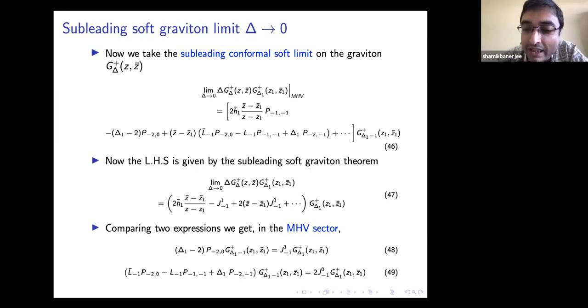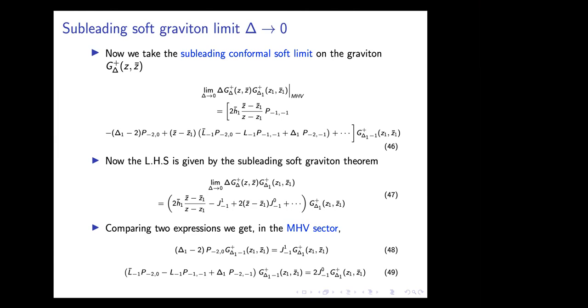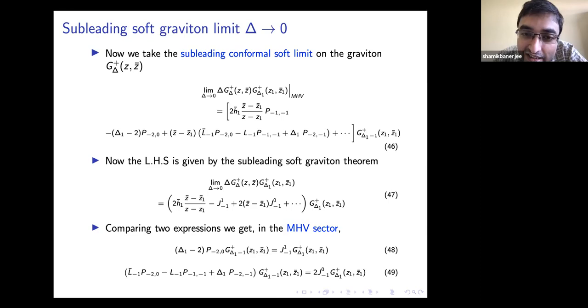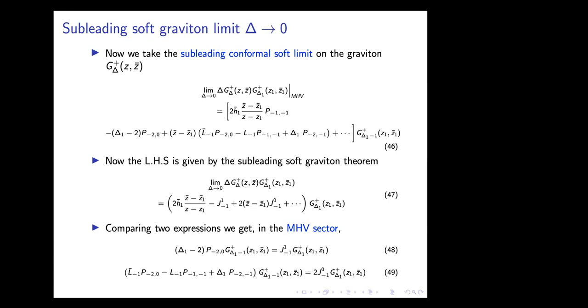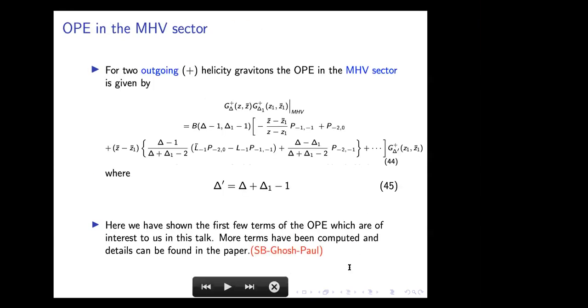But sorry, can I understand this a little better? In order to get 48, you are using 46 and 47, right? Right. 46 is the OPE limit that you had, and then in this soft limit you get this.